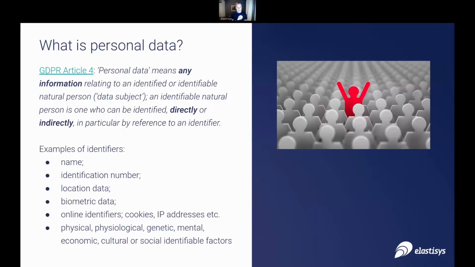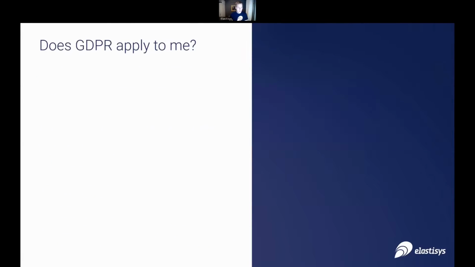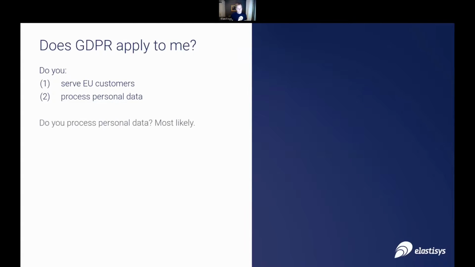And this is very important because this means that if you're not a machine-to-machine business, if you somehow deal with humans, which most organizations do, you very, very likely handle personal data. So to know if GDPR applies to you, first check if you serve EU customers. If you're an international business, you probably do. And second, have a look at what your application actually does. Most likely, you process personal data in some manner. If humans are in the loop somehow, you're probably touching personal data.